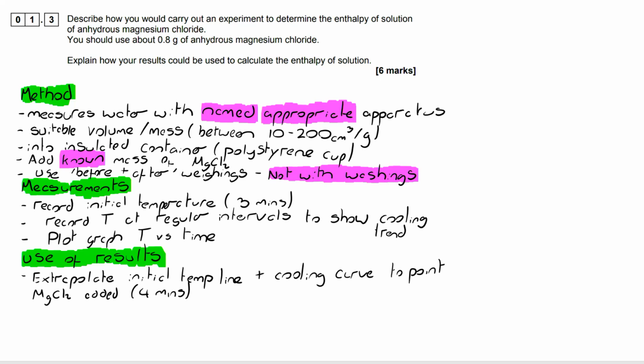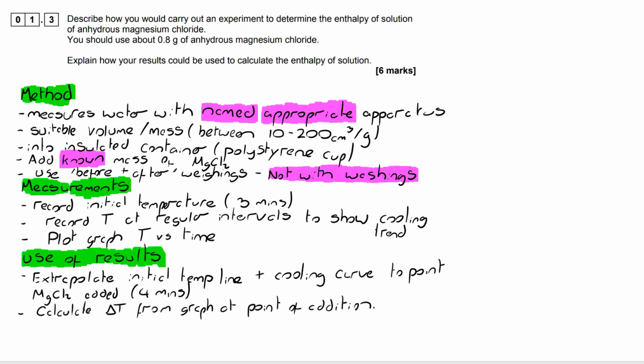Because you've taken the temperature for the first 3 minutes, and that's probably going to be quite flat, you can extrapolate that line forward until it reaches the 4-minute point. You're also going to extrapolate the cooling curve back to 4 minutes. You're going to be very careful here that you don't include any where the temperature is still rising. It's only the cooling component that you will extrapolate back.